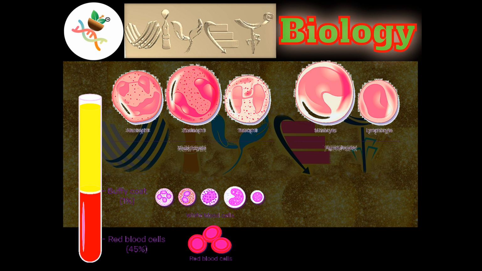Plasma is basically a particular liquid which is the maximum part of our blood, because red blood cell percentage is 45% and white blood cell is just 1%. So 46% is basically the cells, and all the other portion, the 54%, is the plasma. So the maximum of our blood is plasma.